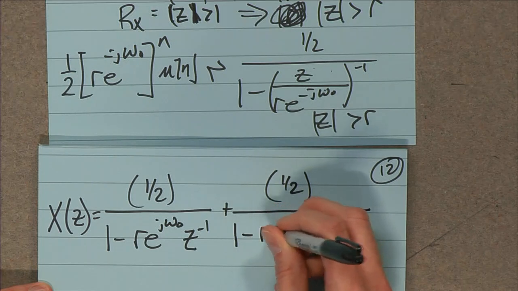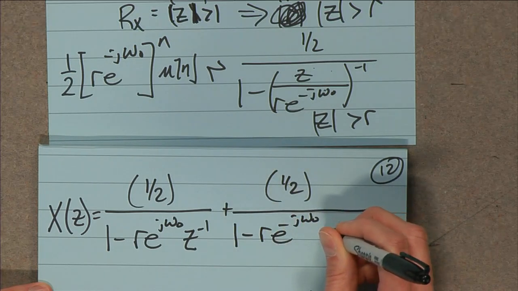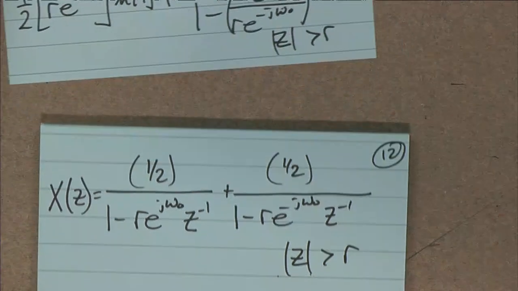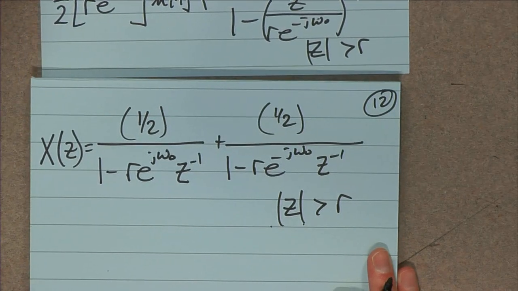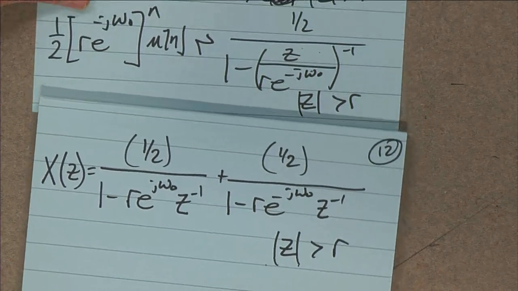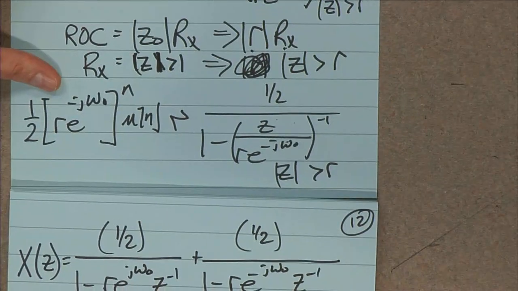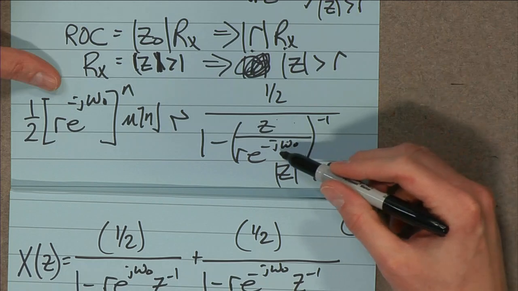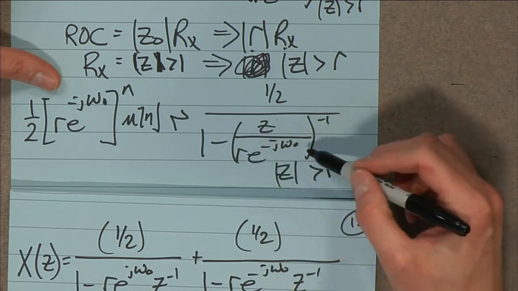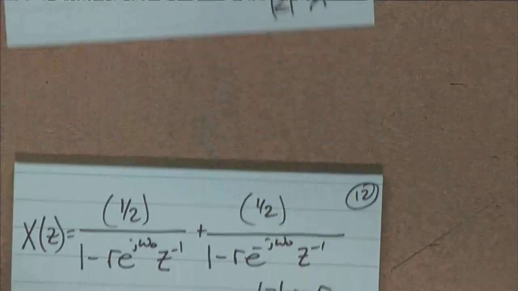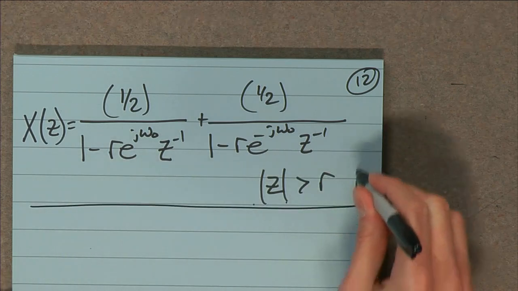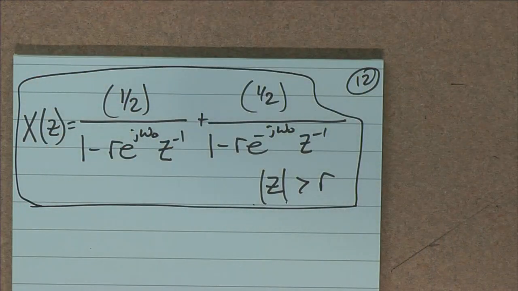Now it's what? 1 minus r e to the minus j omega naught Z inverse, and z is greater than r. Is there any other confusion factors here? Let's see. I guess going from here sometimes takes a second look because you see this is in the denominator. And so why isn't it in the denominator? Well, there's a -1, so it comes up to the numerator there. So I think that's your final expression.